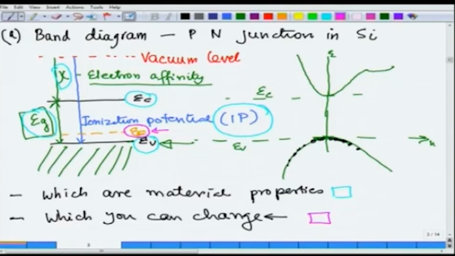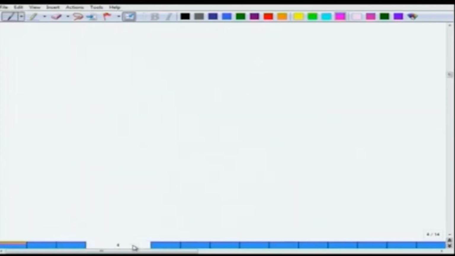But you see, EF you can manipulate, move it up and down in this band diagram based on what doping you do, that is under your control. So, this is the quantity which you can change. So, with these things in mind, let us move on and start drawing the band diagram.